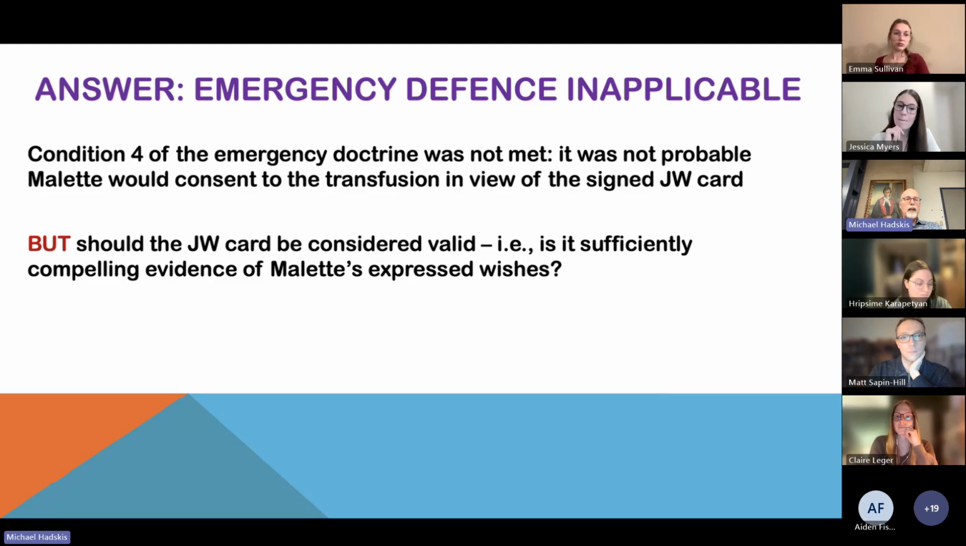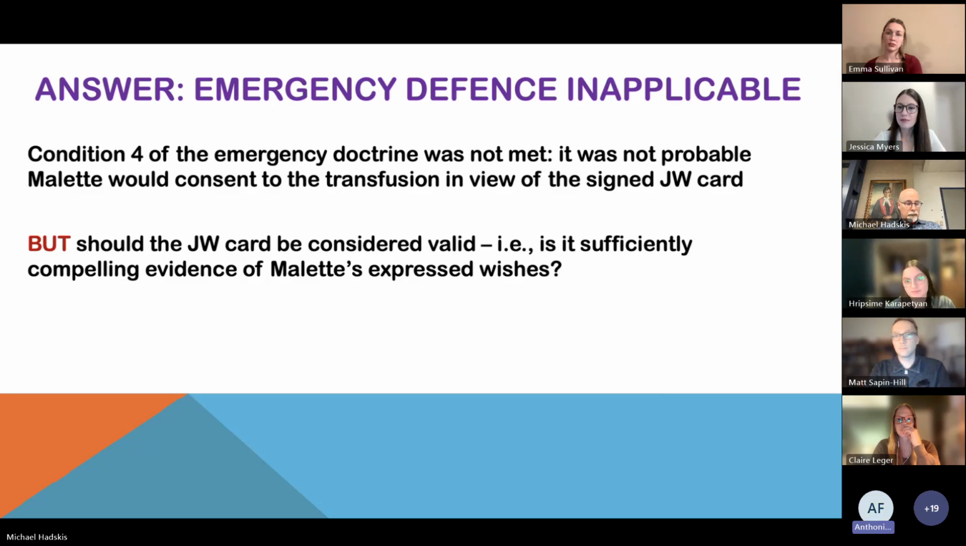And I have on this slide, the question though is, could Scholman claim that the JW card, which is the very reason why that 4th criterion is not satisfied, can that card be considered invalid? Is it sufficiently compelling evidence of Millette's expressed wishes? What say you? I heard counsel for Dr. Scholman, Anthony, made some submissions earlier on this. Anthony, do you want to repeat what you had to say on this point?